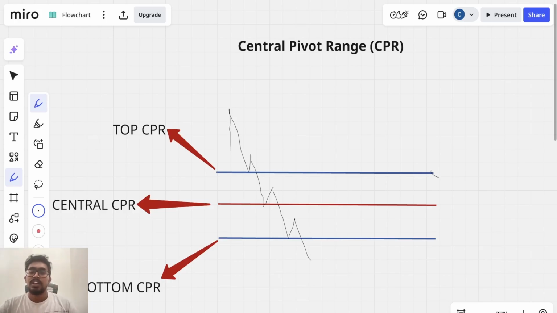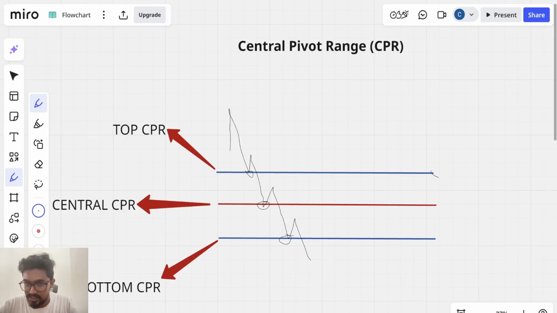Now you see here a downtrend. It goes up, comes down, and takes a support here, and again comes here and takes a support, again comes here and takes a support, because the CPR is a powerful support and resistance.